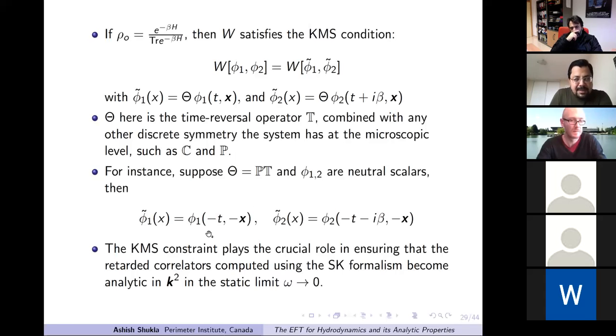Here I have shown a very simple example: if my discrete operator is parity times time reversal, then how will my fields look? So phi 1 tilde, my source, will be phi 1 of minus t, minus x trivially, and phi 2 tilde will be phi 2 of minus t minus i beta, comma minus x. So in KMS, this translation along the thermal circle is very important. All it does is impose that W of phi 1, phi 2 should be equal to W of phi 1 tilde, phi 2 tilde. This KMS constraint will play a crucial role in ensuring that the retarded correlators computed using this Schwinger-Keldysh approach become analytic at k-squared in the static limit. This point I will elaborate upon pretty soon.